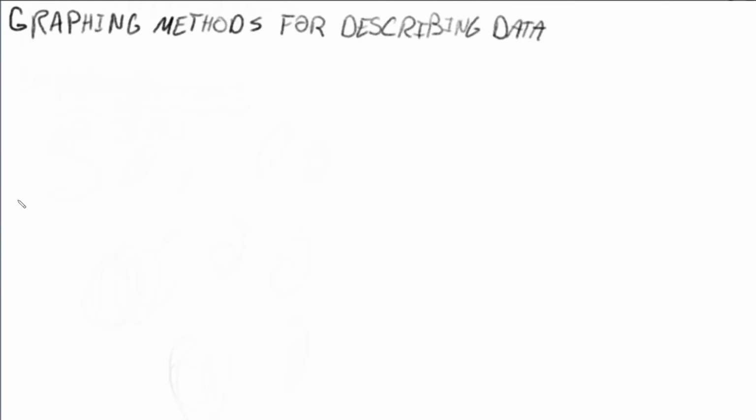Hi there. So today we're going to be talking about graphing methods for describing data. The first type of data that I'm going to be talking about today is categorical data.